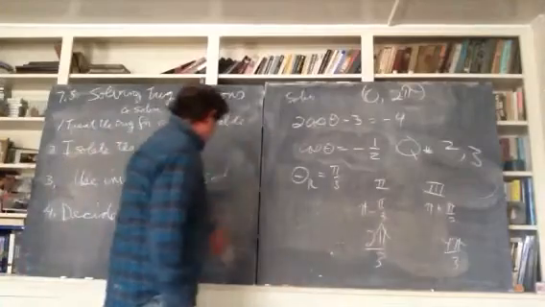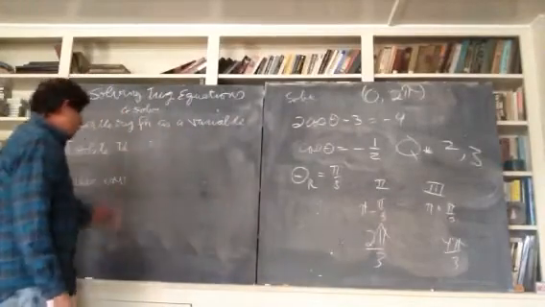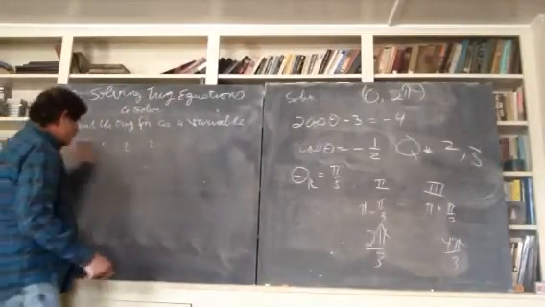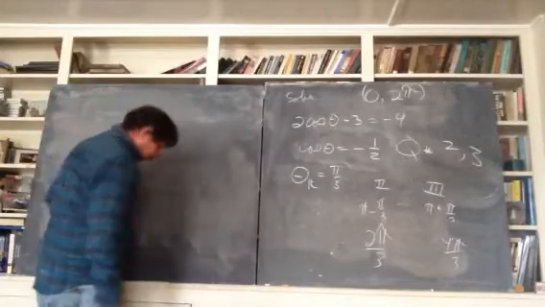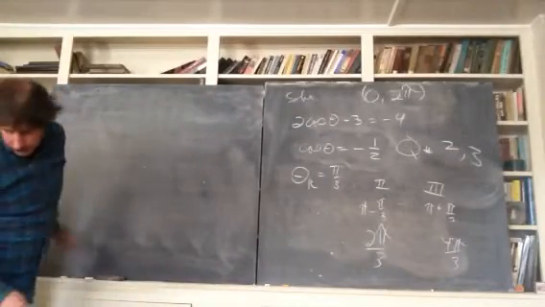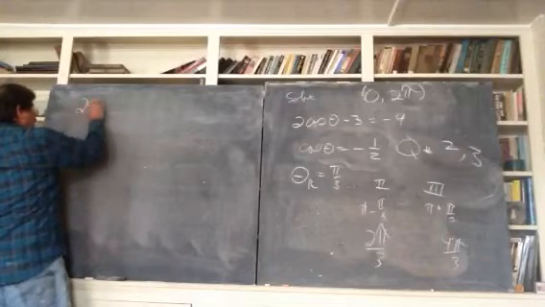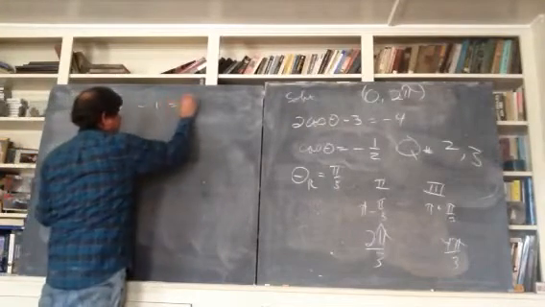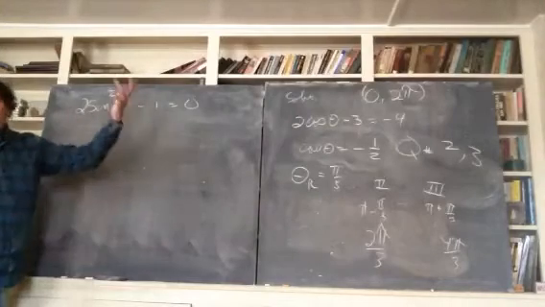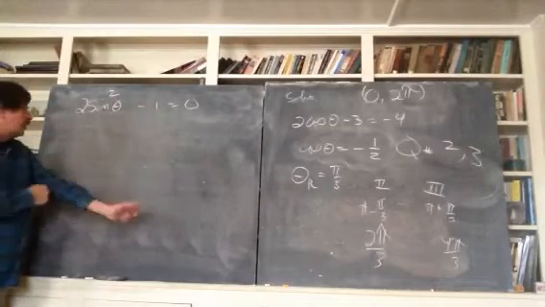Because they become quadratic in form. We're just going to do algebra, but let's just introduce you to ones that are quadratic in form. 2 sine squared theta minus 1 equals 0. So it's like 2x squared minus 1 equals 0. So you're going to solve for that equation.